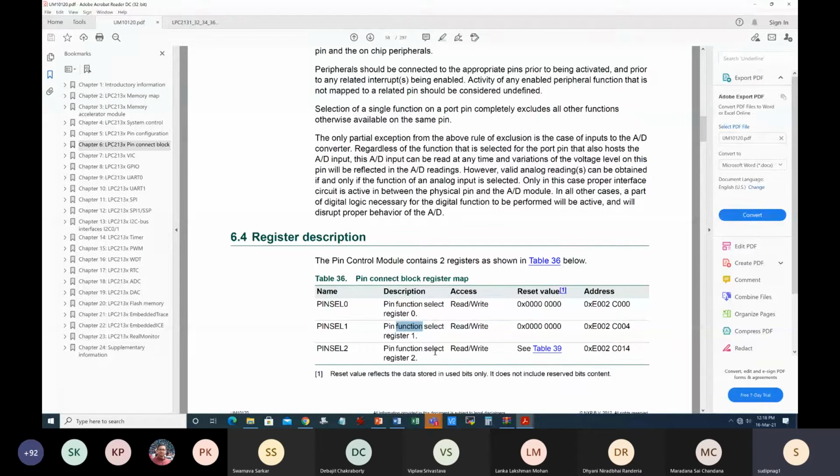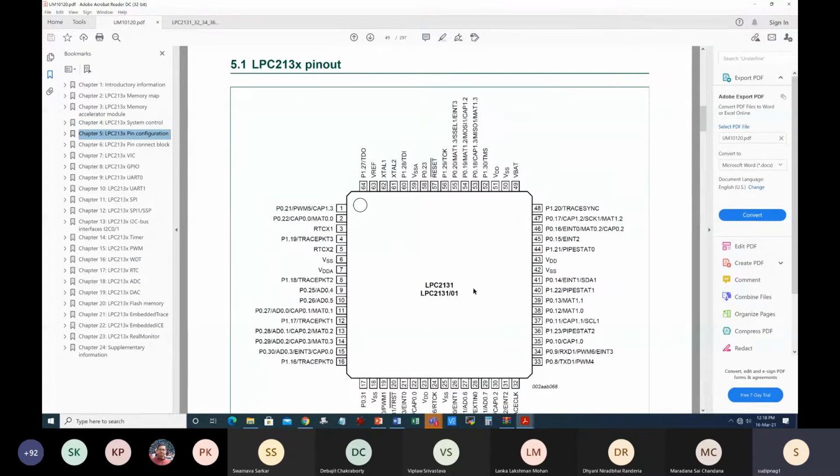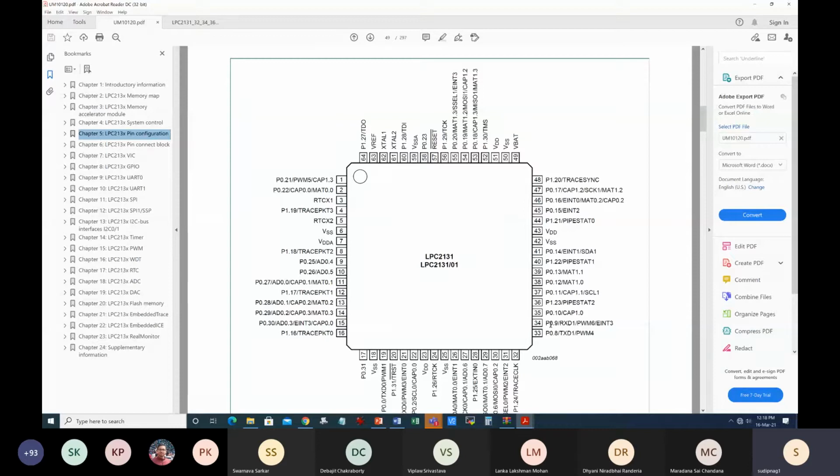It's not necessary to use all the pin selects or all the pins in every application. You may not even touch certain registers in your microcontroller, and that is okay, provided you are good enough with a certain group of registers. Suppose in the pin configuration I'm just using, let's say, port 0.9 or port 0.8, something which has an alternate function.